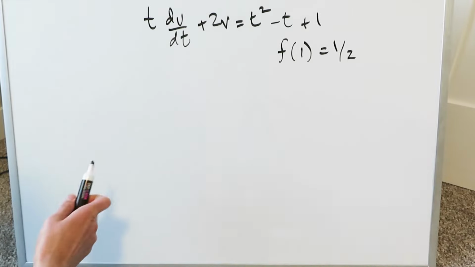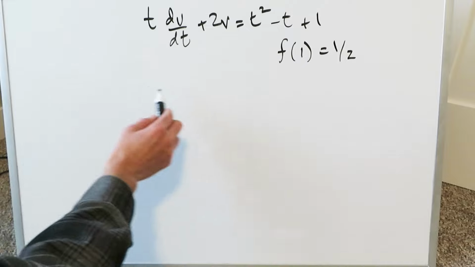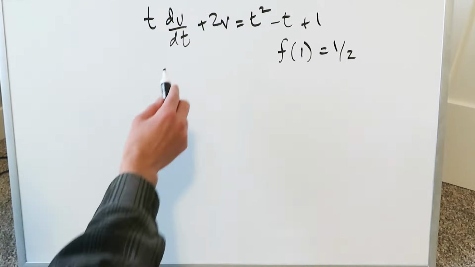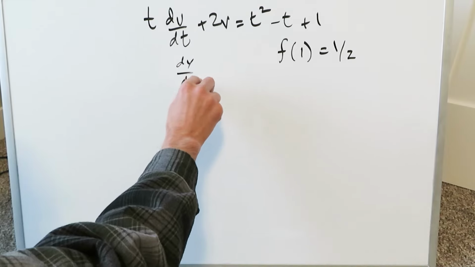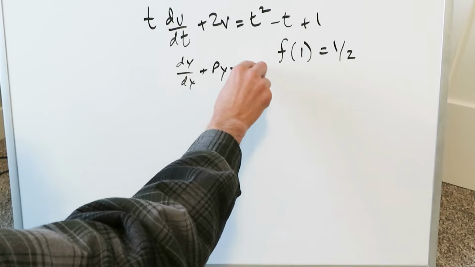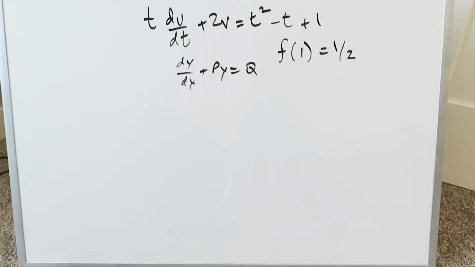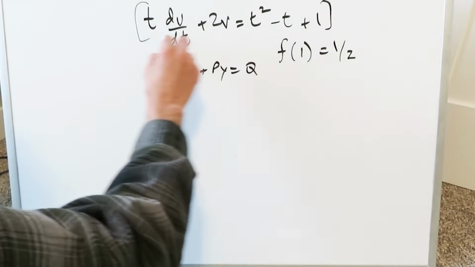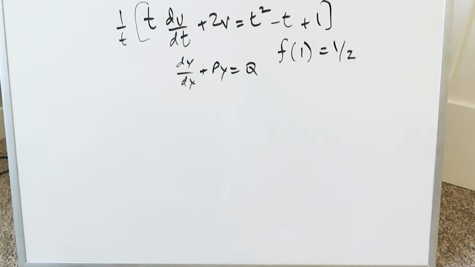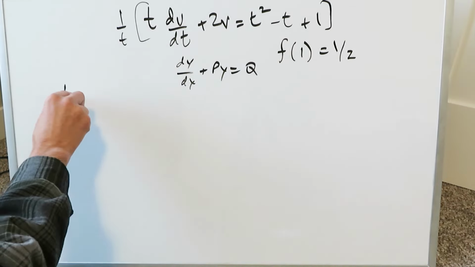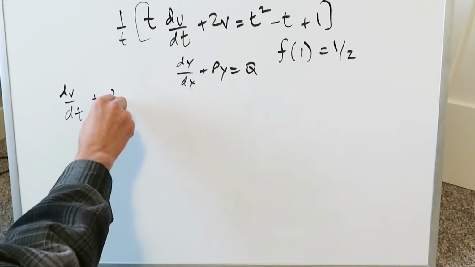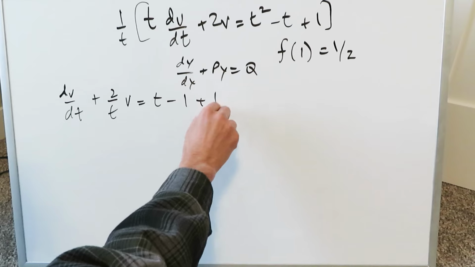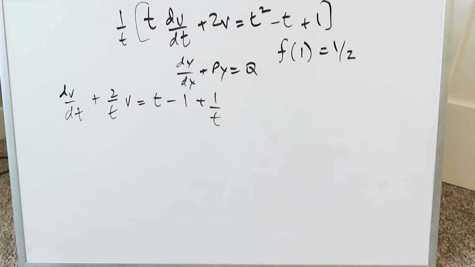When you're looking over here, you want to try to convert everything into this form, and I'm going to be using x's and y's, but then we'll go back to the t's and the v's. You want to convert everything into this: dy over dx plus py is equal to q. That's what you want to aim for, and you can by eliminating this t. If you divide everything here by t, you arrive at that form, and you'll have dv over dt plus 2 over t v is equal to t minus 1 plus 1 over t. I've divided everything by that t.